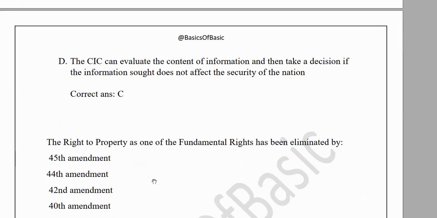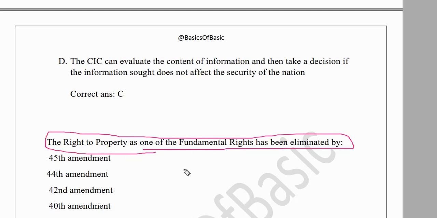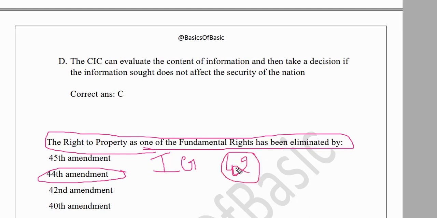Okay. The right to property as one of the fundamental rights has been eliminated by, see, this was one of the contentious fundamental rights provided during the constitution. It was in the news for so many years, and since it was very controversial in nature, it was removed. It was removed by the 44th Constitutional Amendment Act. If you have studied polity in depth, you would know Indira Gandhi, when she was prime minister, created lots of amendments. Almost 10 to 12 amendments were made using the 42nd Amendment Act. The 42nd Amendment Act was the one used by Indira Gandhi to amend so many constitutional provisions.